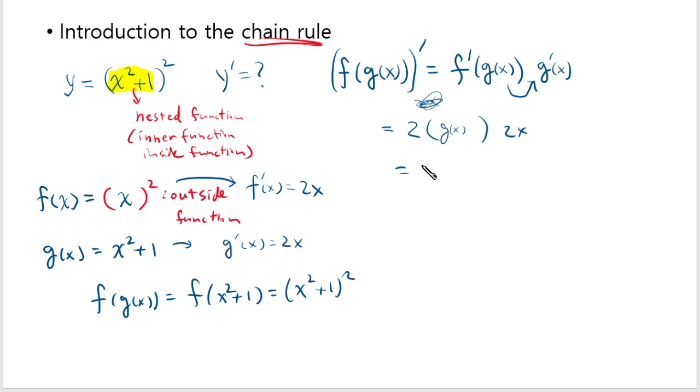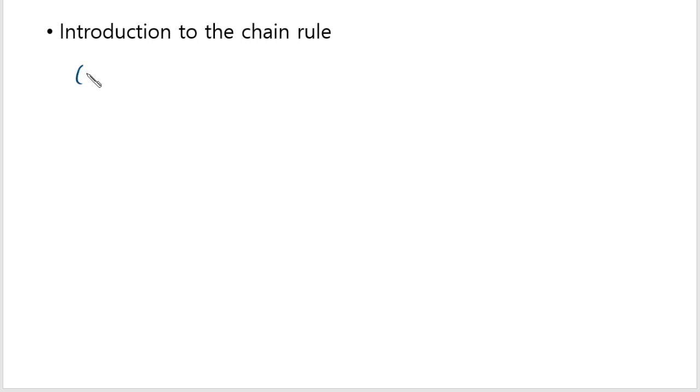And since g of x is x squared plus 1, I mean, if you want to simplify, maybe for this, if you expand, that's simpler, right? So that's 2 times 2, which is 4x. 4x times x squared is 4x cubed. 2x times 2 times 1, that's 4x. So that's the answer. So this is what we got. We had (x squared plus 1) squared prime, that's equal to 2 times (x squared plus 1) times 2x.